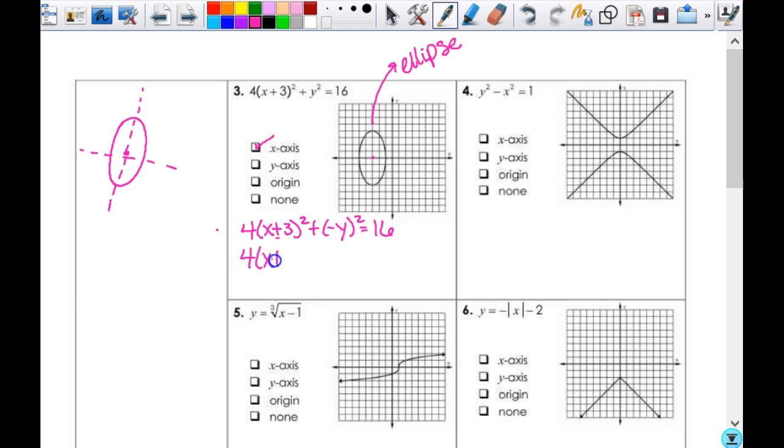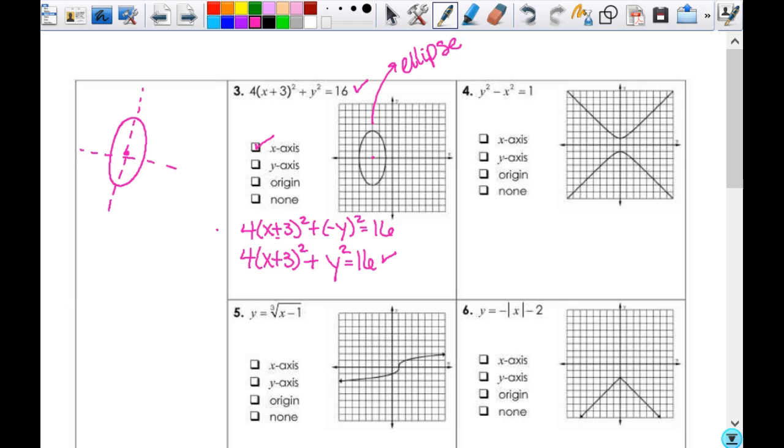So I'm just going to leave this first part. 4 times (x plus 3) squared plus, what's negative y squared? y squared equals 16. And then those match. That's good. Okay. Everybody good so far? All right, look at number 4.